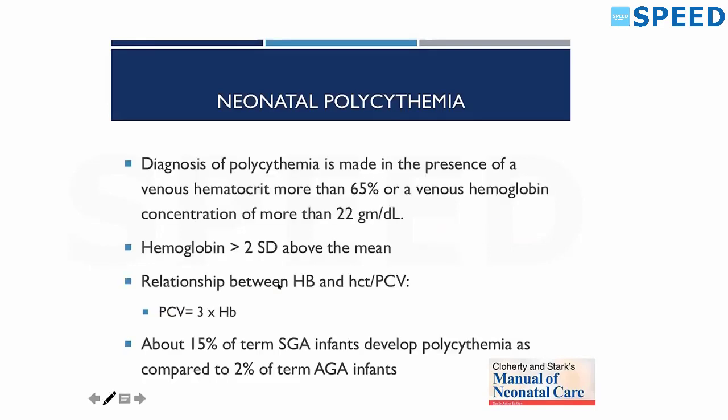Now, at the same time, you should also know that the prevalence of polycythemia is up to 15% for term small for gestational age babies. Now, this is very important.